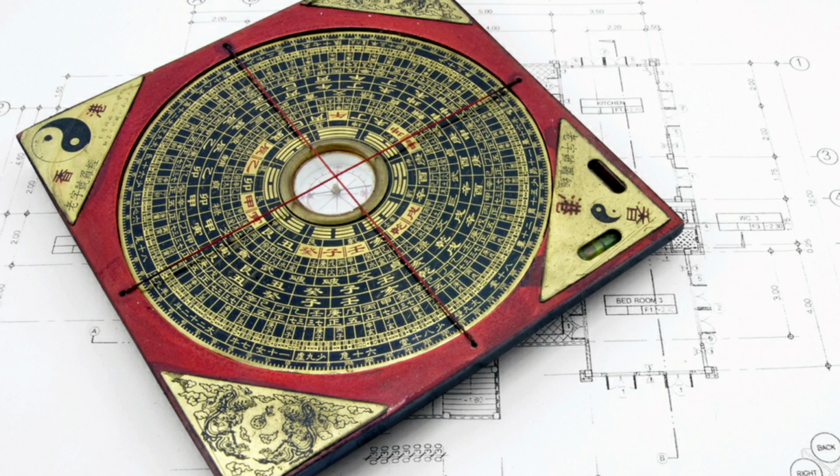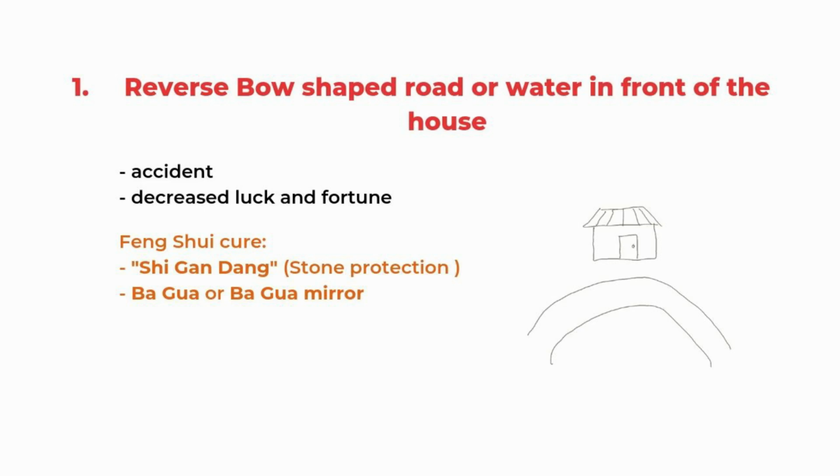We have seven examples in today's video, and the first one is a reverse bowl shaped road or water in front of the house. The reverse bowl shaped road or river has a curve near the front of the building, and it's a classic bad feng shui. Opposite to that, if the river or the road is curved around the house, then it's good feng shui. It's like a belt surrounding the house. And this type of sha qi can indicate an accident for the house member or decreased luck or fortune.